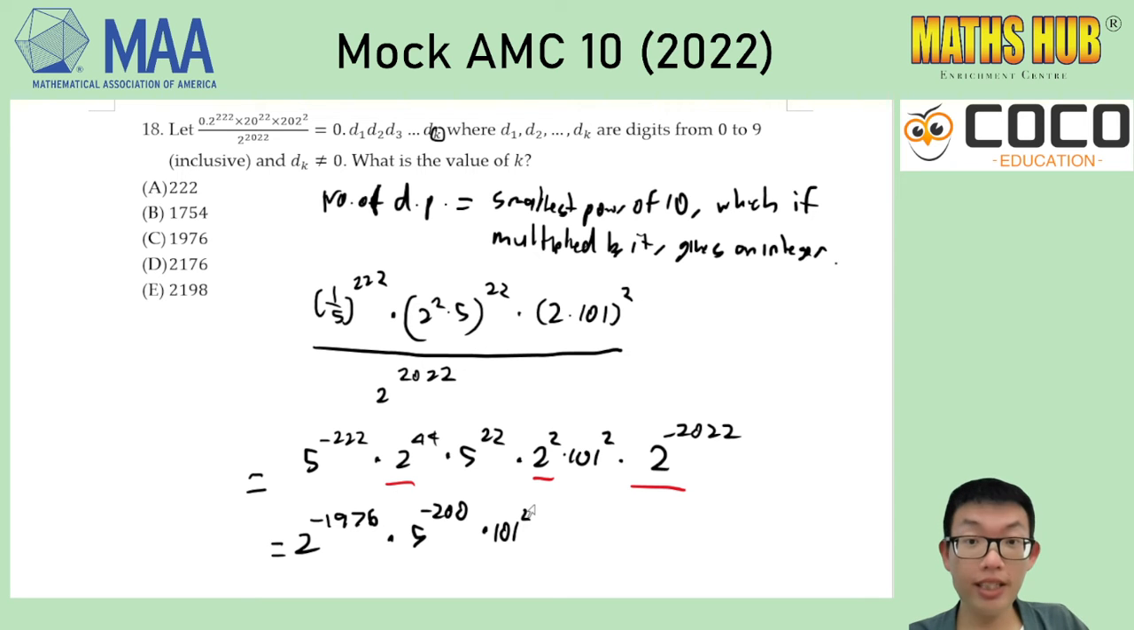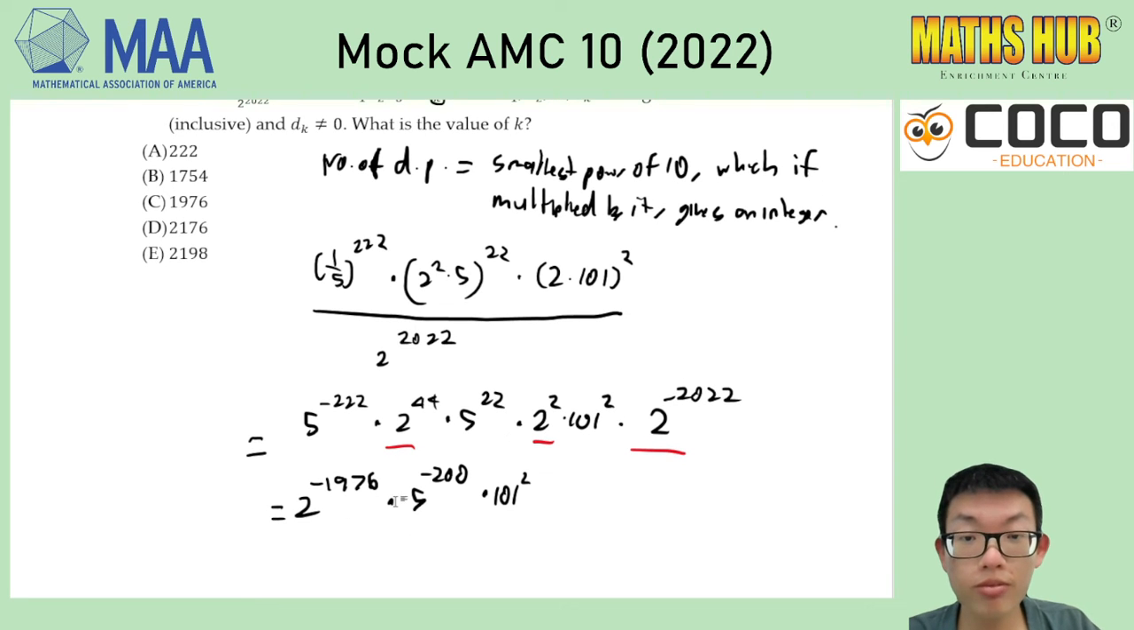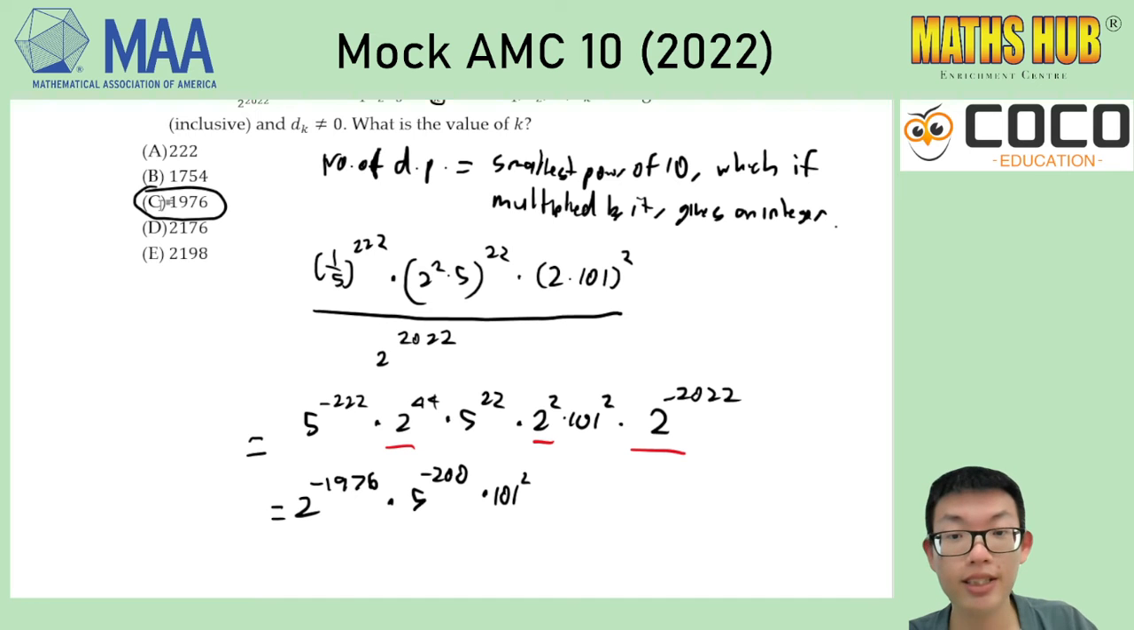So what do we need in order to make this an integer? We need to get rid of all of these negative powers, and each of your tens is going to give you a 2 and a 5. So we are in deficit of 1,976 2's, and that's of course bigger than 200. So your answer is option C. To multiply in 10 to the power of that would cancel all the negative powers and give you some integer.